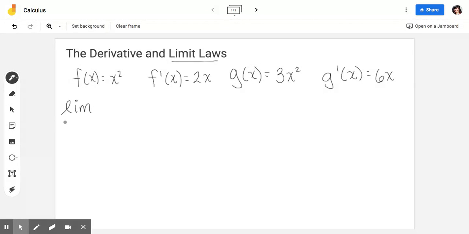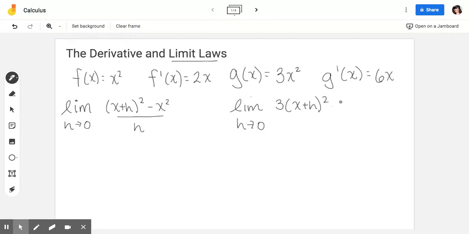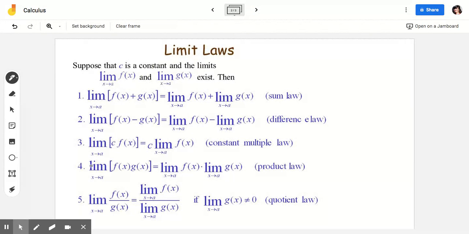So for the first one, we have the limit as h approaches 0 of (x plus h) squared minus x squared over h. And for this one, we have the limit as h approaches 0 of (3x plus h) squared minus 3x squared over h. Now, maybe you remember, maybe you don't, these limit laws that we learned in the last unit.